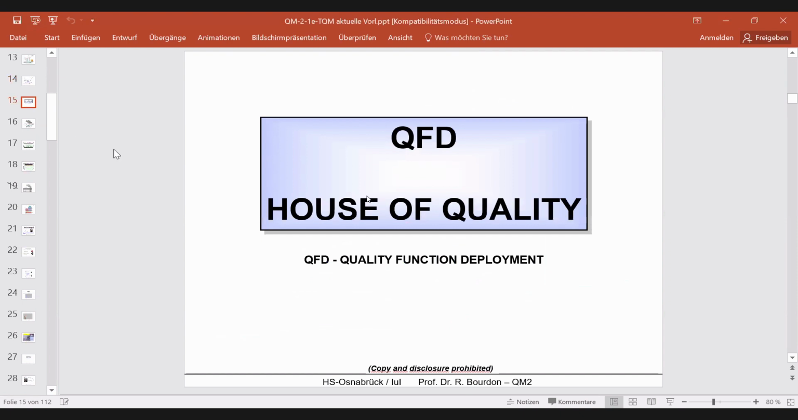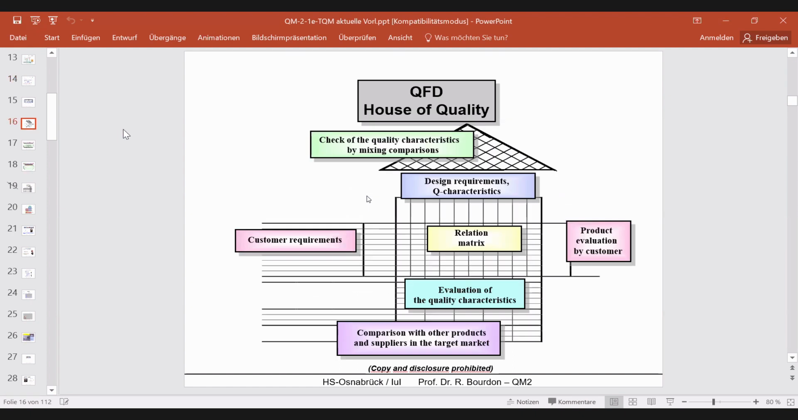Now, for this, you need a lot of planning. And some of these quality planning methods are the TQM methods. I will give you an overview about these TQM methods in this chapter. At first, I will give you some information about a method called QFD, House of Quality. QFD means quality function deployment. And the main tool in this method is the House of Quality.